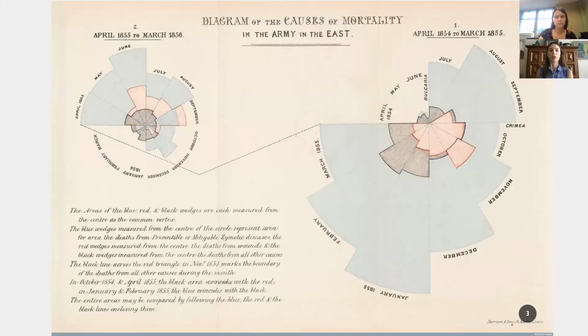Some people refer to this version of the pie chart as a rose chart. You can see that different parts of the chart represent different months in time. The smaller chart is from April 1855 to March 1856, and the larger chart is from April 1854 to March 1855. Each color represents a different cause or group of causes of death at those different time periods.